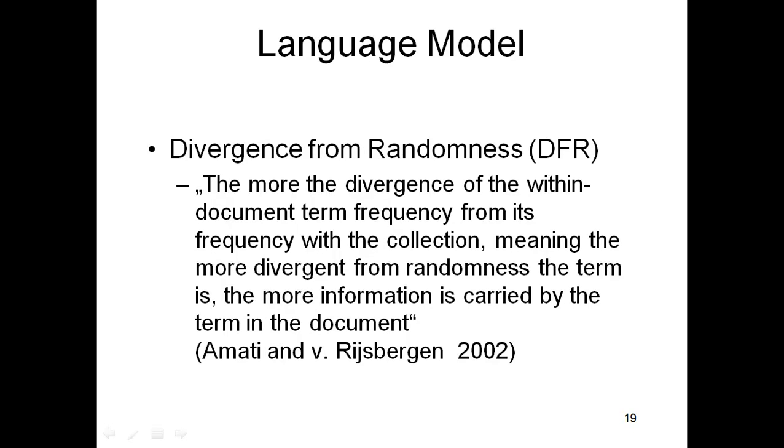Language model, an interesting way to think about it is the so-called divergence from randomness. This is basically what IDF is, more or less, in the TF-IDF world. This is divergence from randomness in language model. The more the divergence of the within-document term frequency from its frequency within the collection, meaning the more divergent from randomness the term is, the more information is carried by the term in the document.